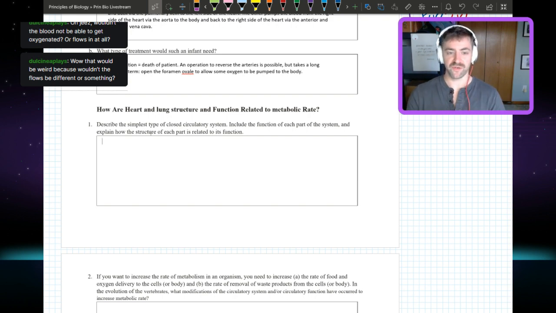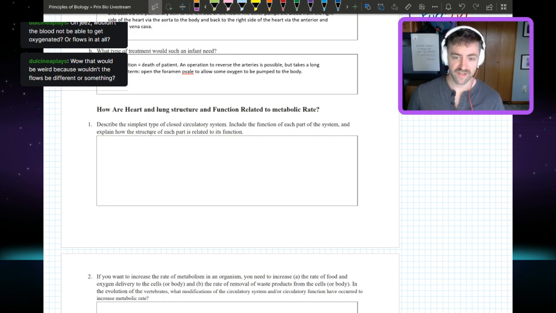The simplest closed circulatory system would be your heart, right? Heart, which is your pump, pipes, veins, and arteries. The arteries branch into arterioles and capillaries, where that exchange occurs, and from the capillaries, blood continues on to venules and then veins back to the heart.